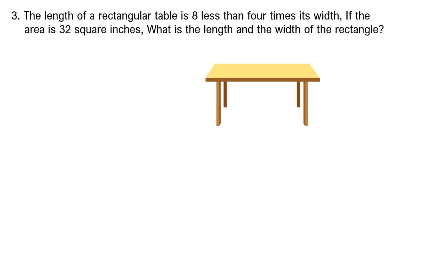The length of a rectangular table is 8 less than 4 times its width. If the area is 32 square inches, what is the length and the width of the rectangle? So dito, yung given natin is length is 8 less than 4 times its width.